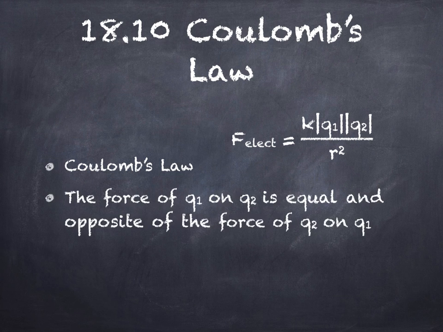Now, the force of Q1 on Q2 is equal and opposite to the force of Q2 on Q1. In other words, there's an equal force between the two charges, but in opposite directions. So if they are both positive, they will be repelling each other, pushing each other away in opposite directions. If they're attractive, one positive, one negative, they'll be pulling each other in, but they'll be pulling in opposite directions, actually. So you get a negative sign.